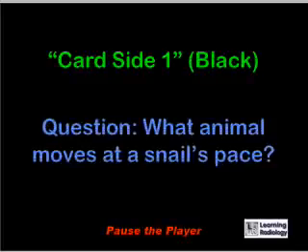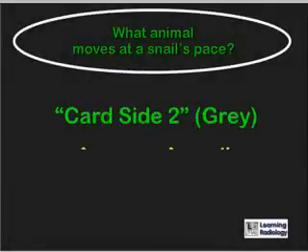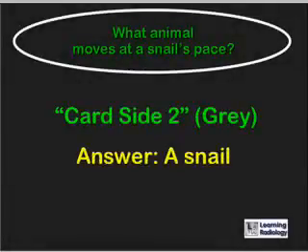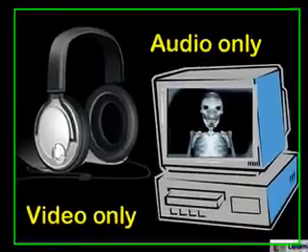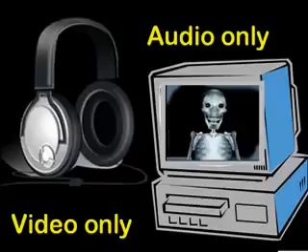The way these podcasts work is that on one card there is a question like what animal moves at a snail's pace. You pause your computer or MP3 player while you ponder the answer. On the other side of the card is the answer, in this case, a snail. These podcasts are designed to be audio only, video only, or both audio and video podcasts. All of the following refer to the pediatric age group.